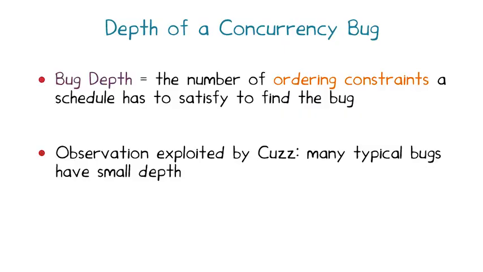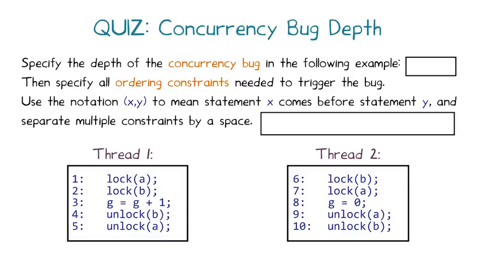If there is a bug, there will be some small input that will trigger the bug. Therefore, when we run Cuz, we'll restrict our search space by only looking for bugs of small depth. This will give us a good chance to find all the bugs without needing to run too many test cases. To check your understanding about bug depth, please do the following quiz.